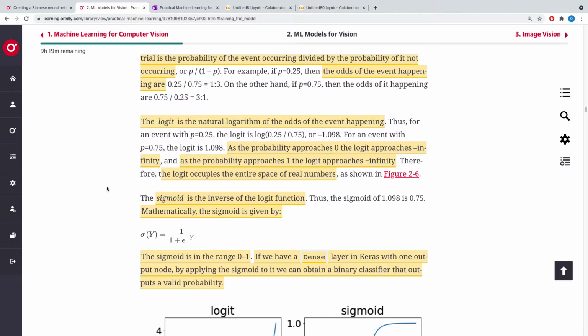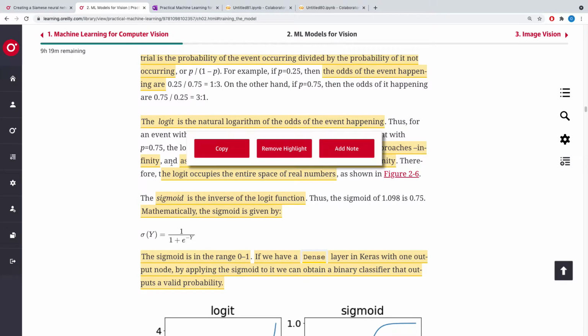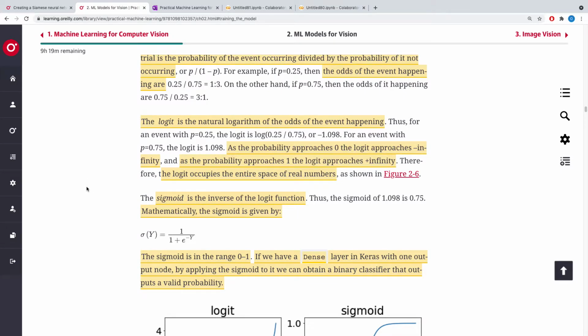As the probability approaches 0, the logit approaches negative infinity, and as the probability approaches 1, the logit approaches positive infinity. As you can see here, as the probability is 0.75, the logit is 1.098. That's just the characteristic of the logit.